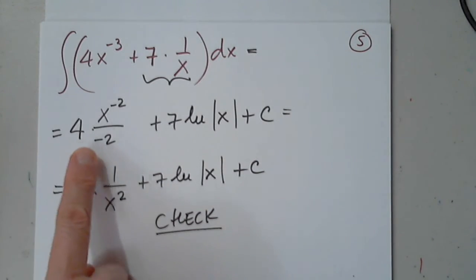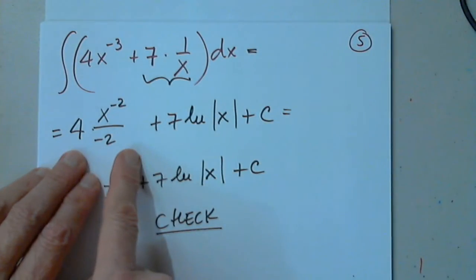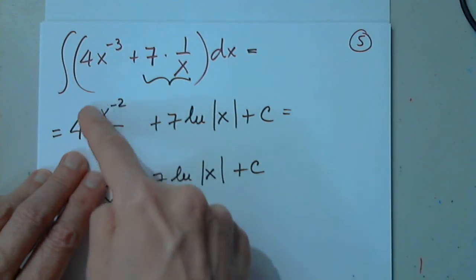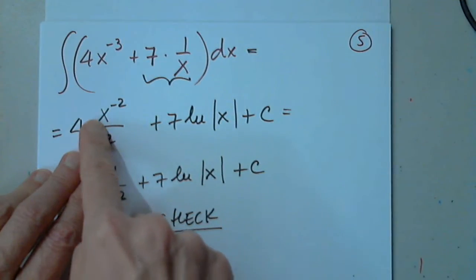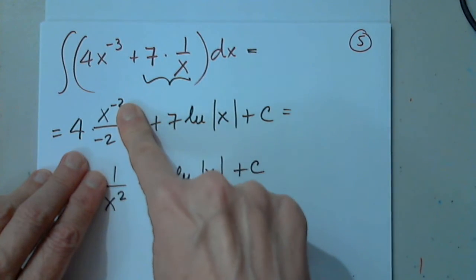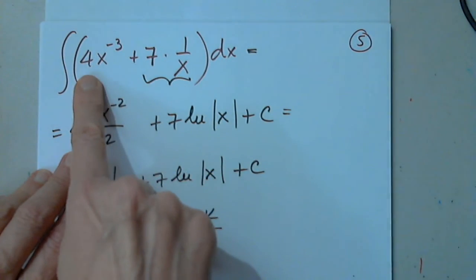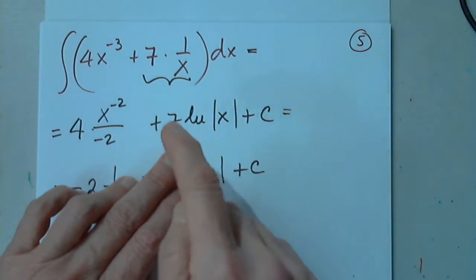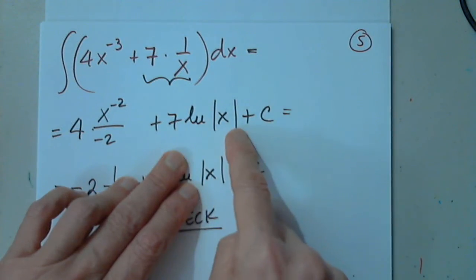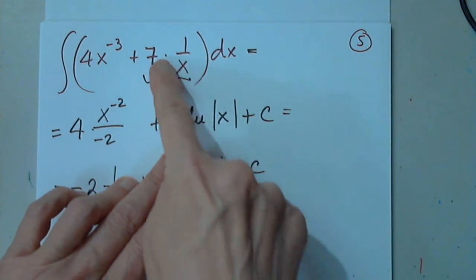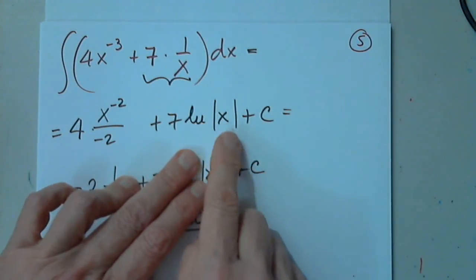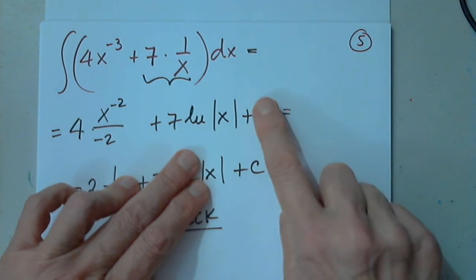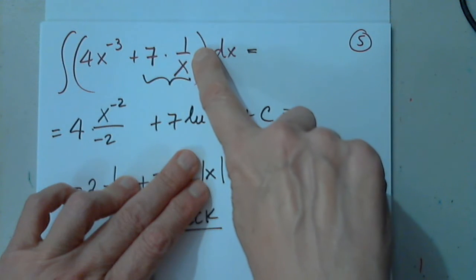4 over negative 2 is still negative 2. I have to differentiate this. I bring down negative 2, and I simplify with negative 2, and I subtract 1 from the power. So I come back to 4x to negative 3. Plus, I differentiate this. 7 is a constant in front, it's a factor, there is nothing I can do to it. And the derivative of natural log of the absolute value of x is 1 over x. And now I differentiate c, and I get 0.